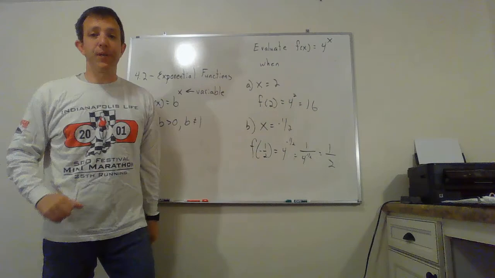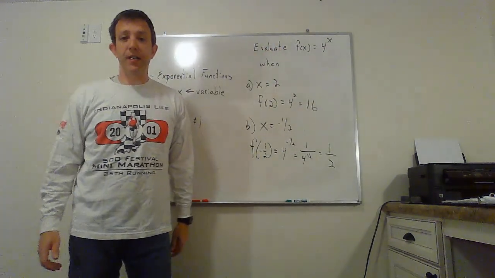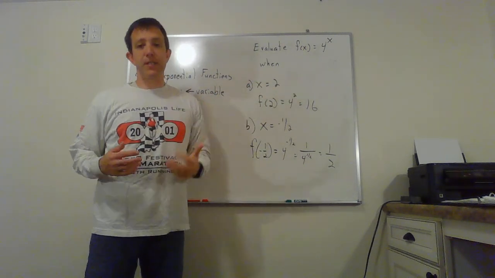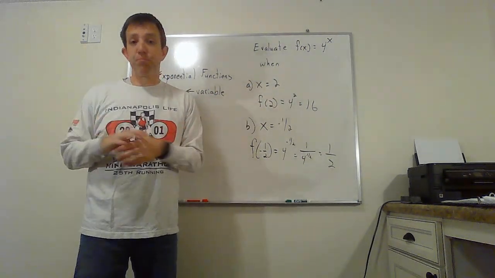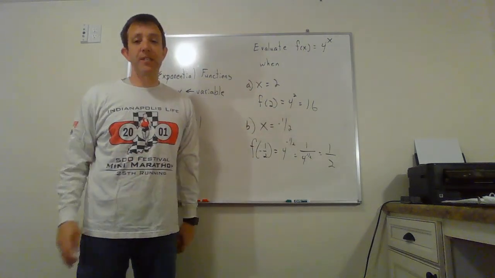The first thing we can do is evaluate them. So I have: evaluate f of x equals 4 to the x when x is equal to 2. So we plug in 2, 4 squared is 16, and I'm guessing that's pretty nice. Part B here, let's do it when x is a negative half.